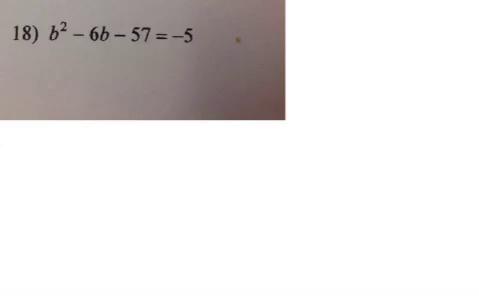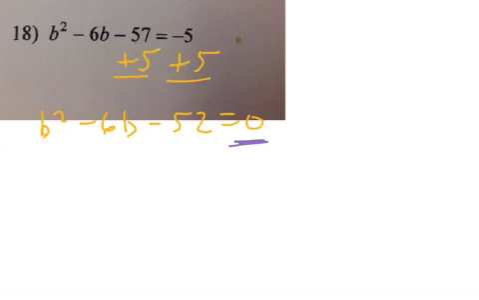So, the first step I'm going to do is add 5 to both sides. I'm adding 5 to both sides, okay? And we end up with b squared minus 6b minus 52 equals 0. Now, why did I add 5 to both sides? Remember, I want to make sure my equation equals 0. See how I made sure it equals 0? Now, you see, I can solve it.